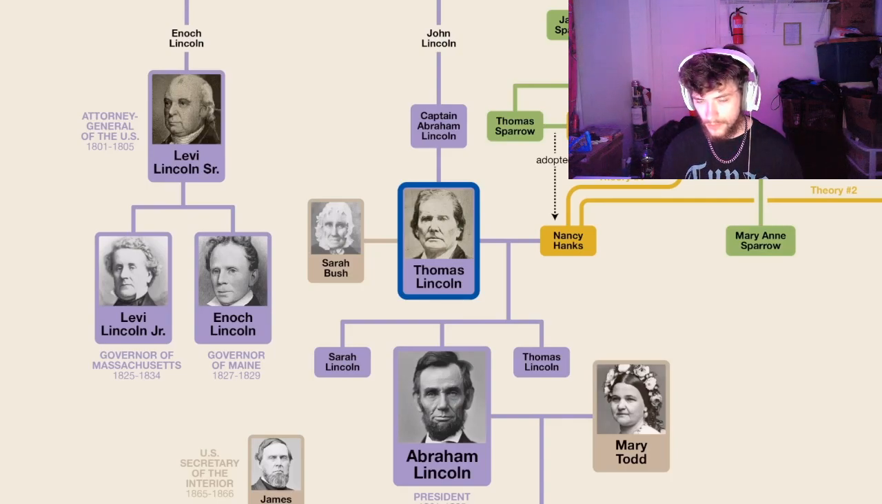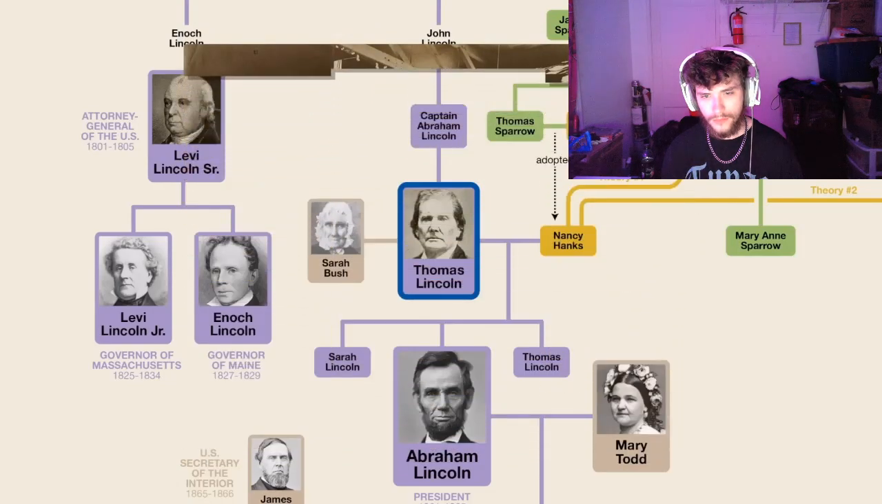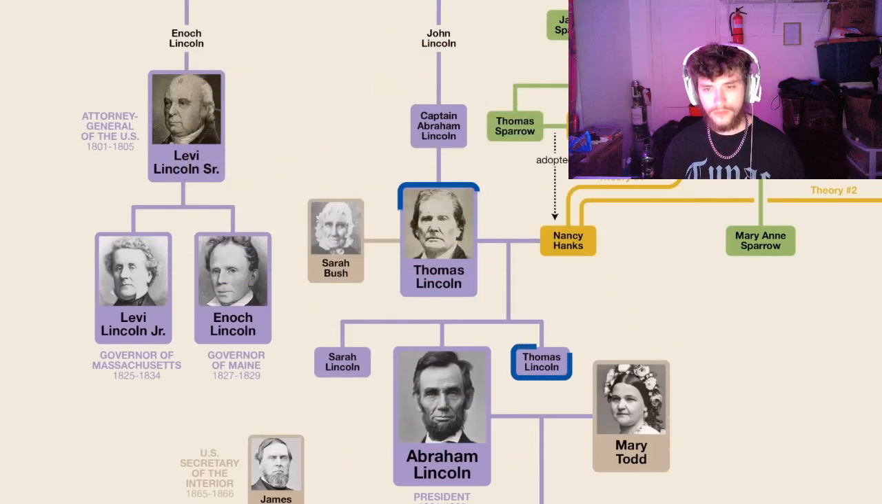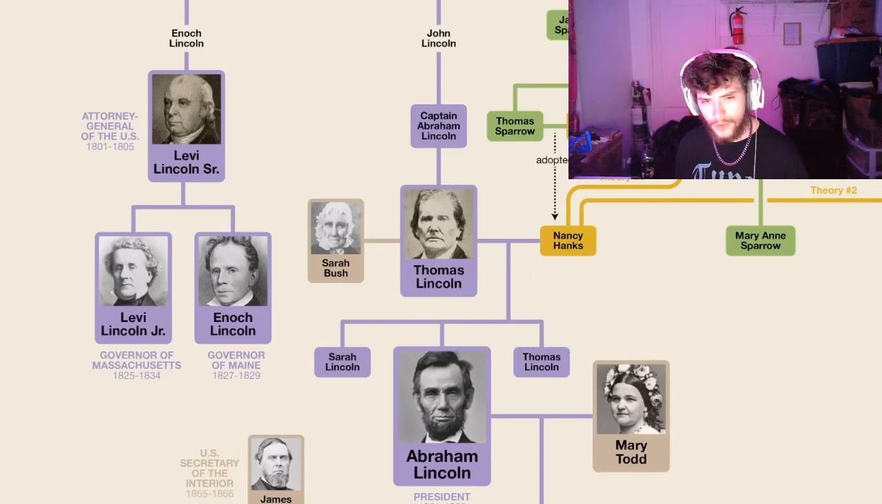This is why the future president and his sister Sarah ended up being raised in poverty, famously living as children in a one-room log cabin. There was a third sibling as well, named Thomas, but he died as an infant. So that takes care of Abraham Lincoln's father's side of the family.